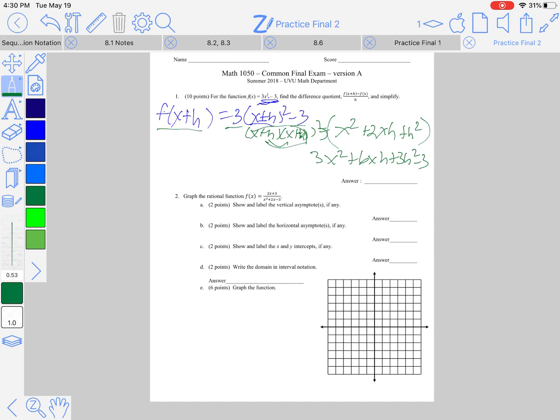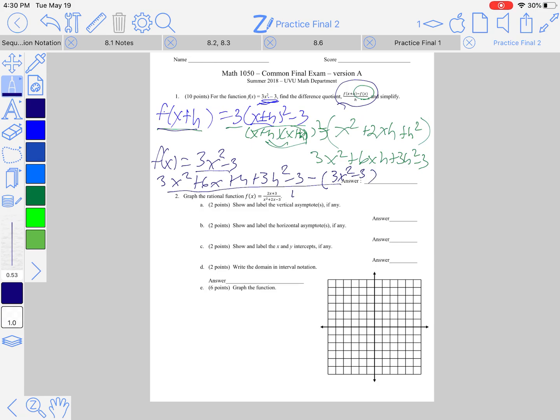Now we need to find f of x. So to find f of x, I just take x and plug it in, which gives me 3x squared minus 3. Now we're going to find this little ratio right here, okay? So we're going to take this one right here, 3x squared plus 6xh plus 3h squared minus 3, minus, in parentheses, this, which is 3x squared minus 3, all over h.